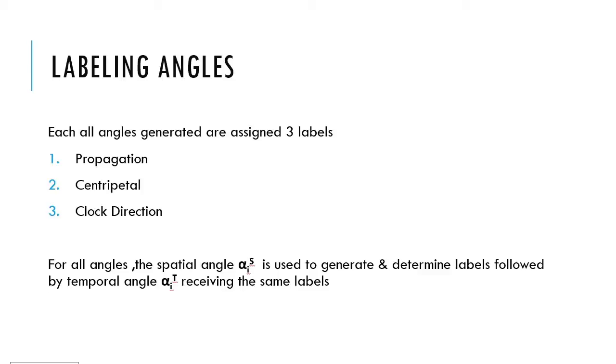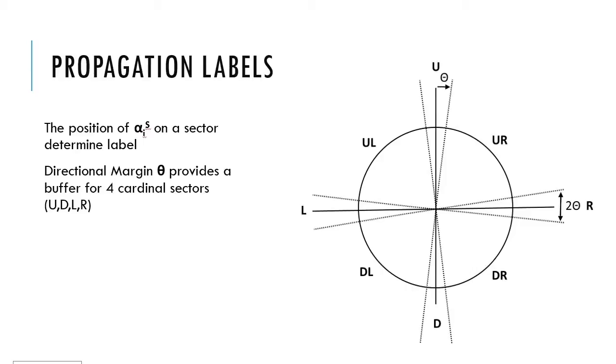Each angle, spatial or temporal, is assigned three labels: a propagation label, a centripetal label, and a clock label. Temporal angles lambda t inherit all the labels assigned to spatial angles lambda s. Propagation labels consist of 8 directions that are based on the cardinal and intercardinal directions as shown in the figure. A buffer called the directional margin is defined around each axis direction.